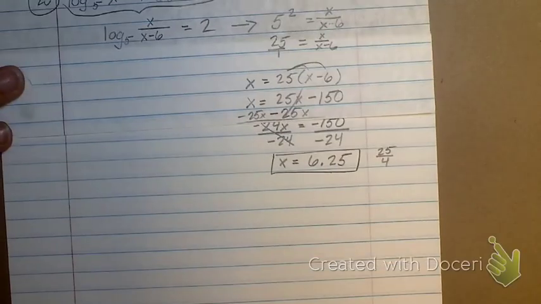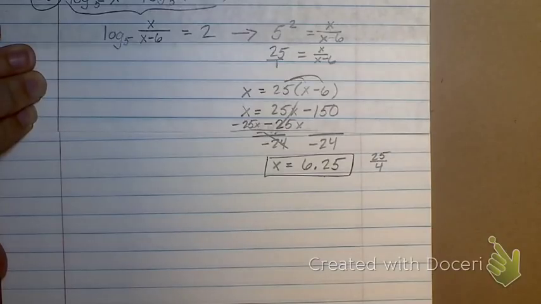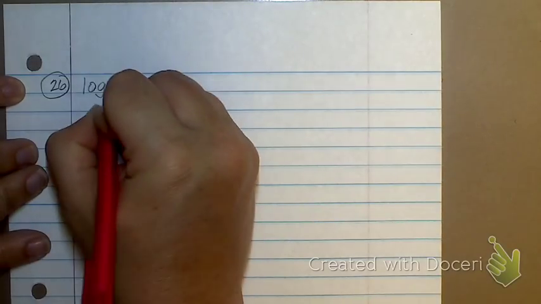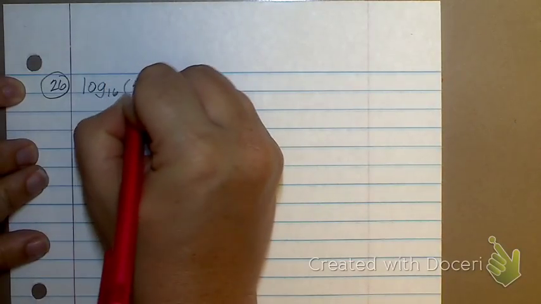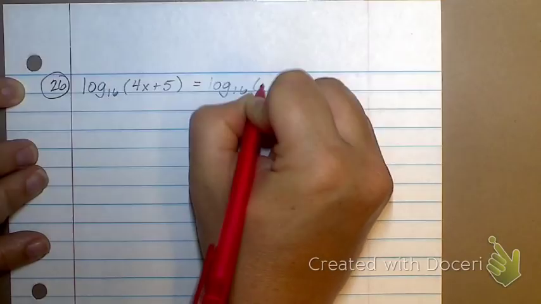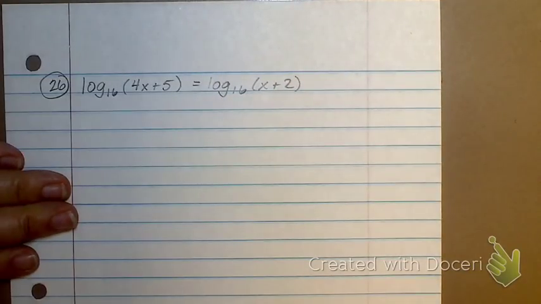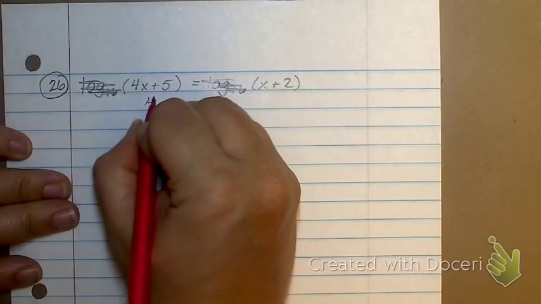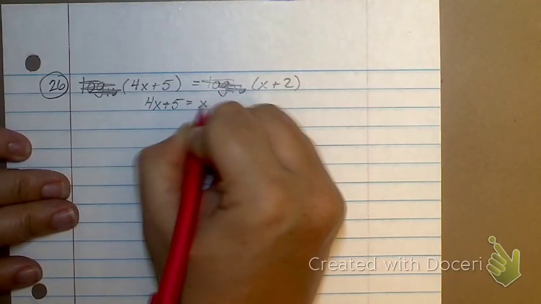Okay. Let's see. I'm going to try something with this. Okay, 26 says log base 16 of 4x plus 5 equals log base 16 of x plus 2. What do you notice here? Log equals log. Yes? When it's log equals log, drop the logs. You have 4x plus 5 equals x plus 2.